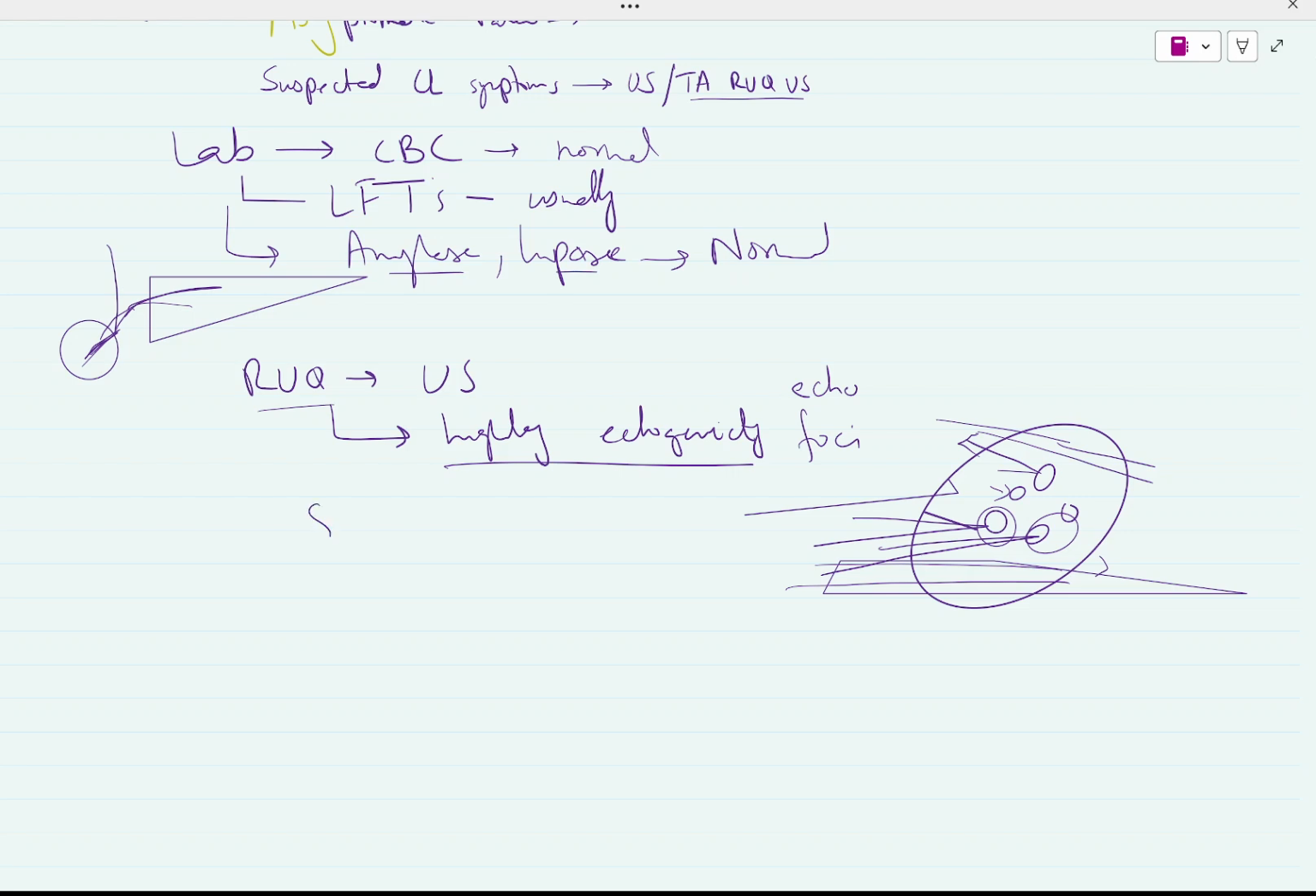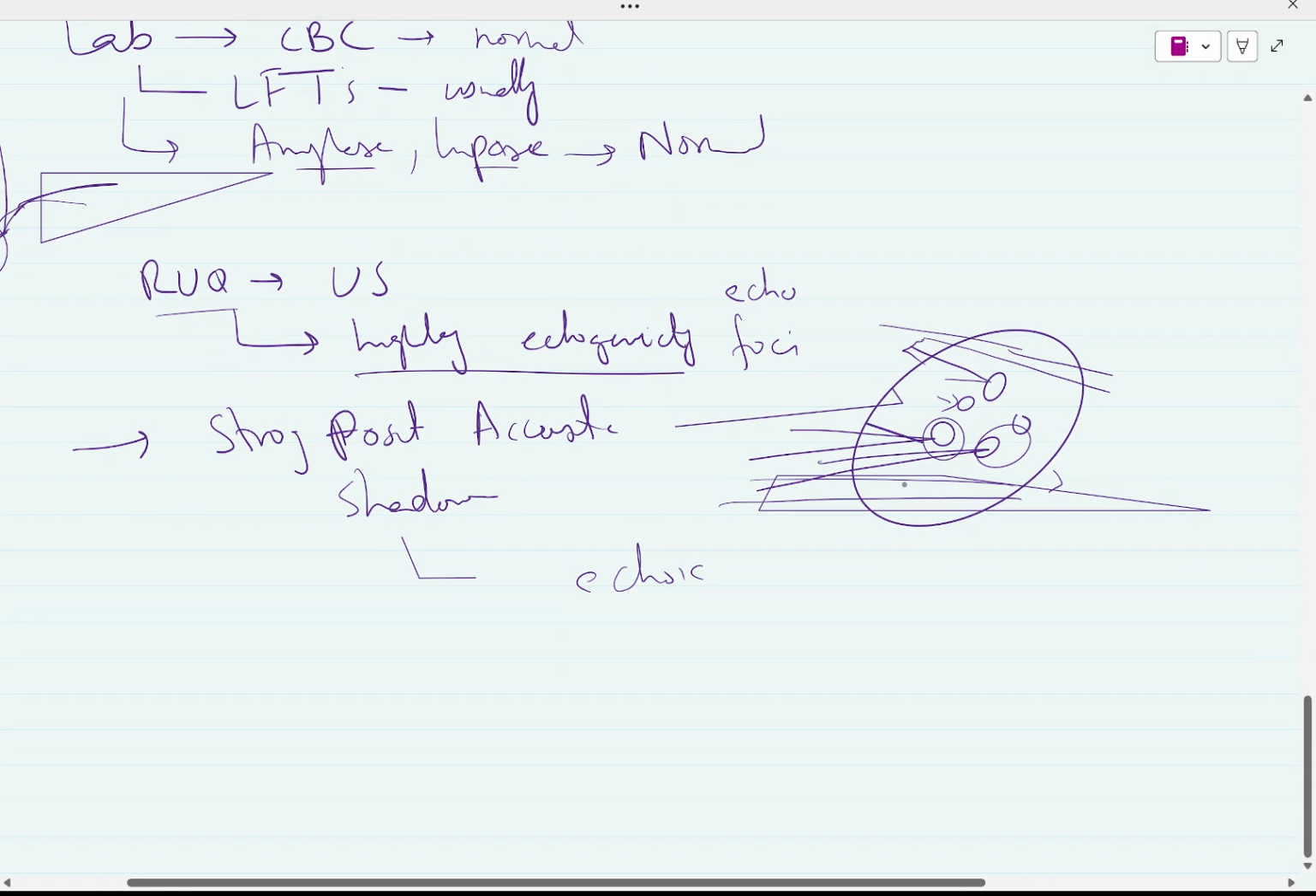So what else will you find? You will find strong positive acoustic shadowing. Acoustic shadowing. So I am going to tell you these two. So what is this? This is a form of ultrasound imaging artifact characterized by lack of echoic signal. So there are these structures. So this is soft muscle structure which cannot absorb sound waves. So what will happen? Sound waves pass through it.